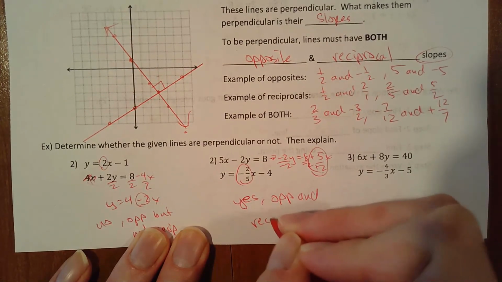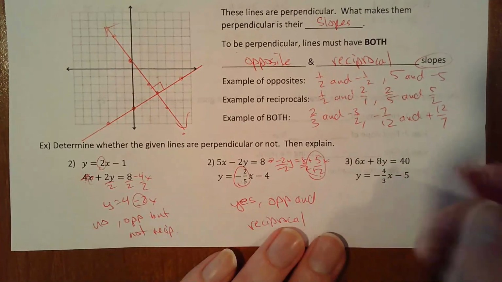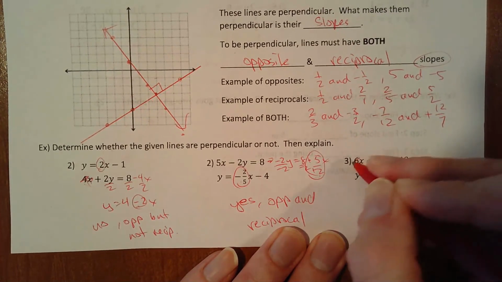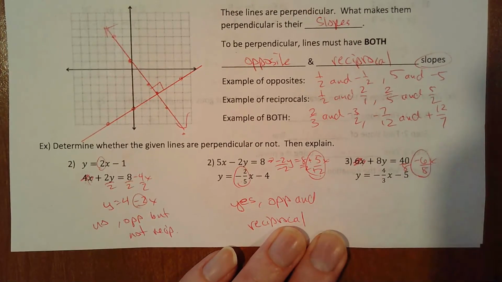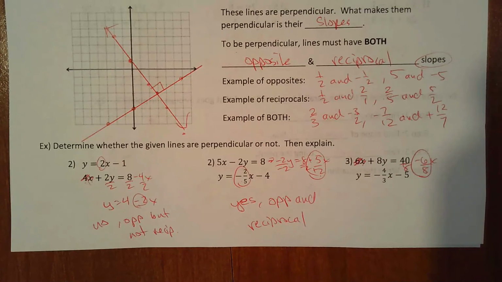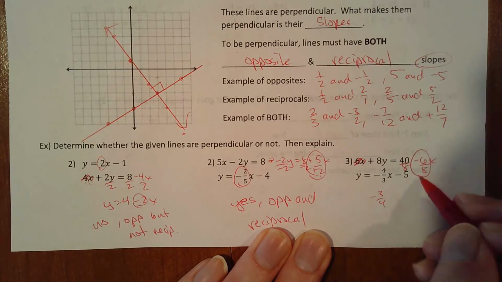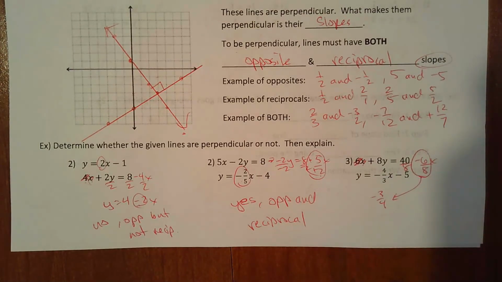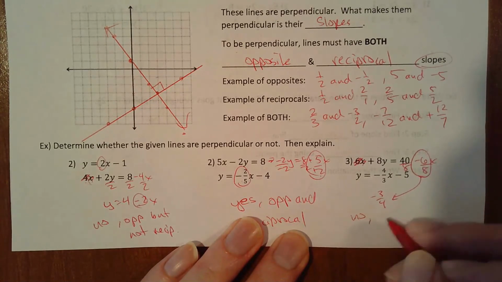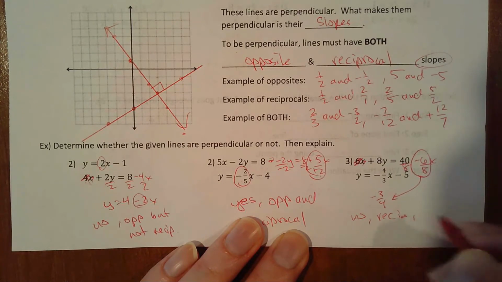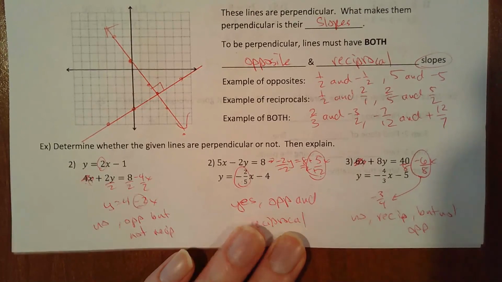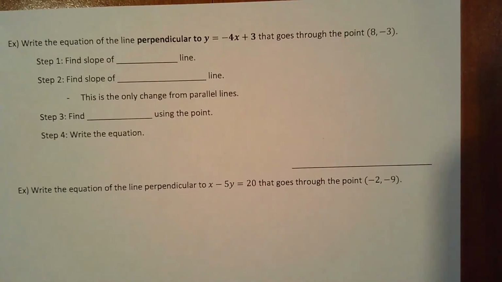And then this one here, bring the 6x over, divide by 8. Again, all I'm worried about is this number right here. I don't have to really do anything else. If I reduce that, that'd be negative 3/4. So negative 3/4 compared to negative 4/3. Are they opposite reciprocals? They are reciprocals, but they're not opposite. So no. They are reciprocals but not opposite.